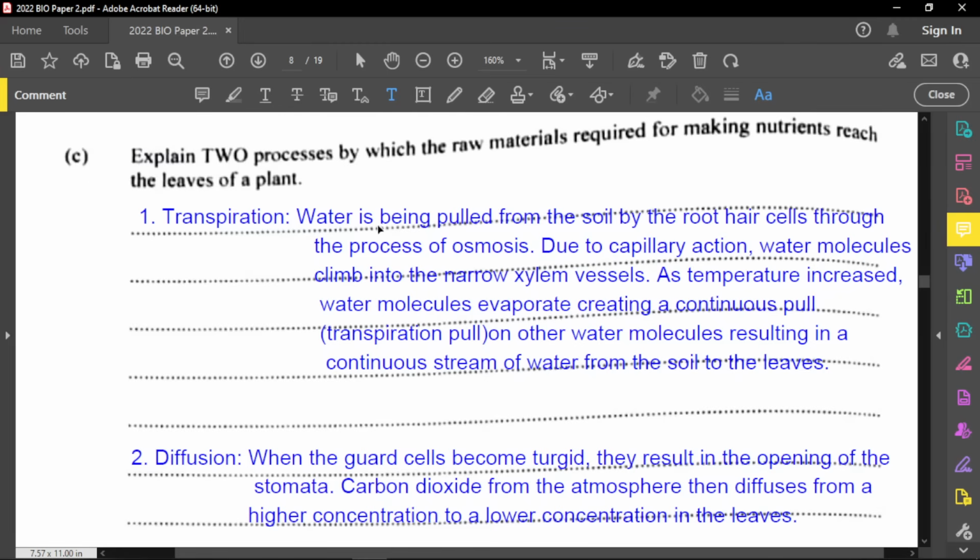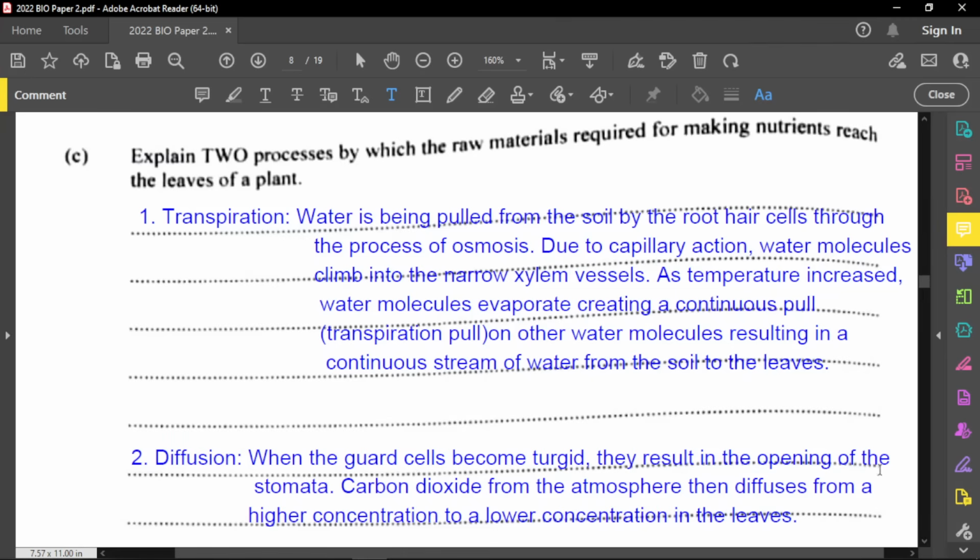And so this is the detail of how it actually occurs. Water is pulled from the soil by the root hair cells through the process of osmosis. All right, and so due to capillary action, the water molecules will climb into the narrow xylem vessels. As temperature increases, water molecules will evaporate, creating what we call a continuous pull, a transpiration pull. The other water molecules then follow as a chain reaction, a continuous stream of pulling of water from the soil through to the leaves.